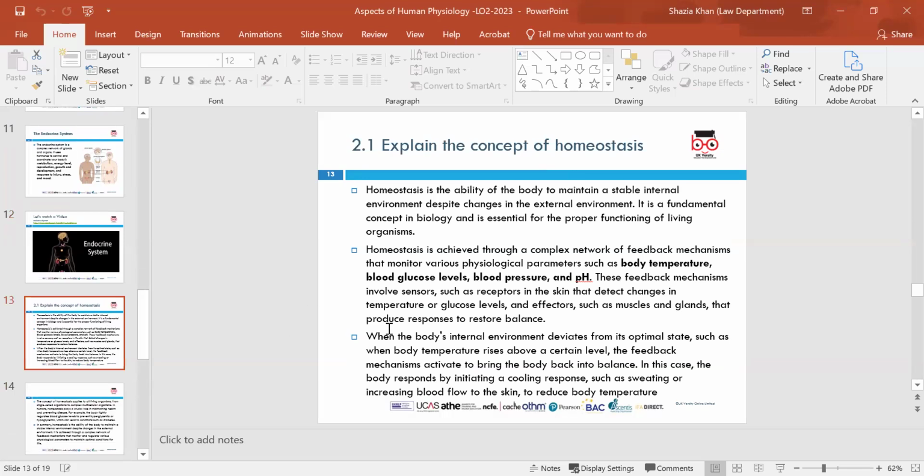2.1, explain the concept of homeostasis. So homeostasis is a self-regulated process by which an organism tends to maintain stability while adjusting to conditions that are best for its survival. If homeostasis is successful, life continues. If homeostasis is unsuccessful, it results in a disaster or death of the organism.